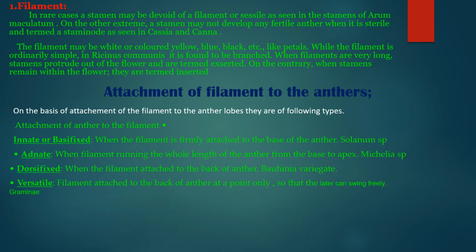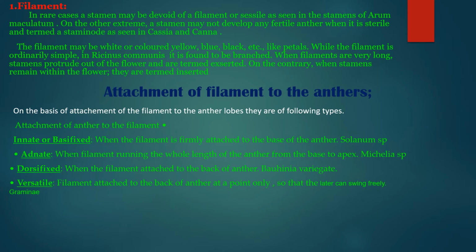Coming to the first part of the anther, the filament. In rare cases, a stamen may be devoid of a filament, or sessile, as seen in the stamens of Arum maculatum, where the stamens are sessile without the filament. On the other extreme, a stamen may not develop any fertile anther when it is sterile and termed a staminode.